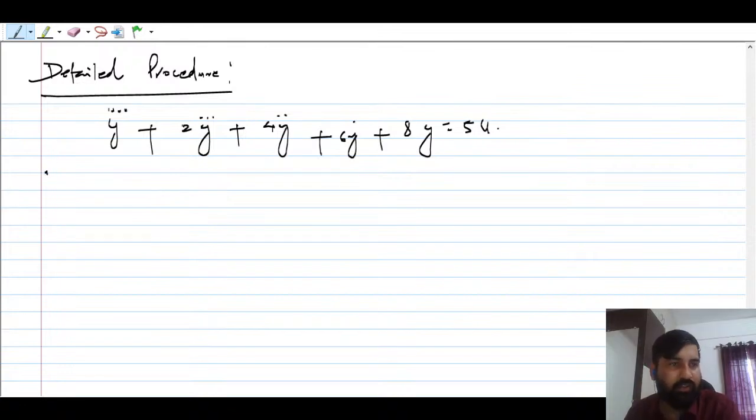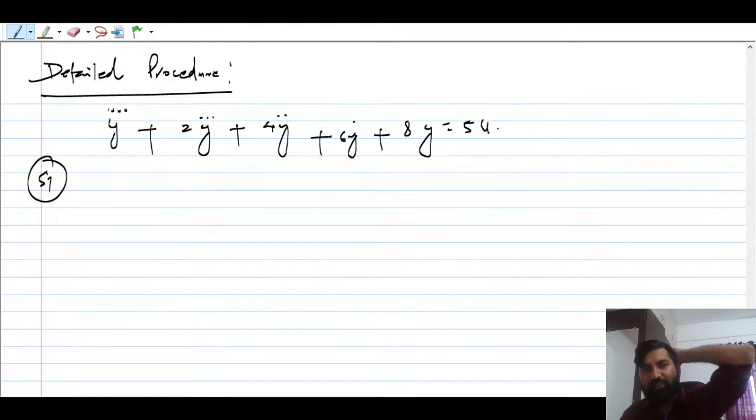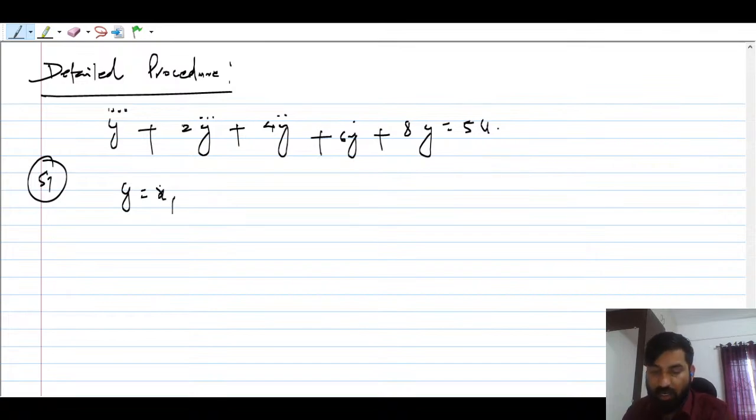How? Okay, so step number 1 is what? You have to choose y equal to x1. Okay, first you take y equal to x1, directly. This is the first step that you have to do, right? y equal to x1 you have to take, okay, there x2, x3 is not there, right? So x1 you have taken, y equal to x1, right?